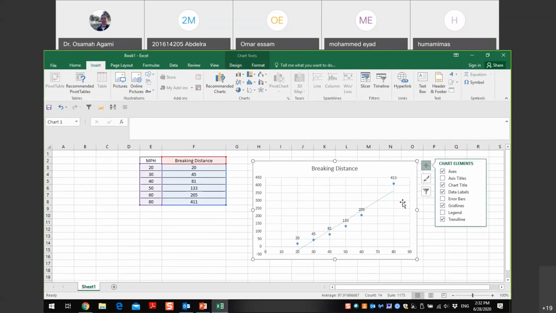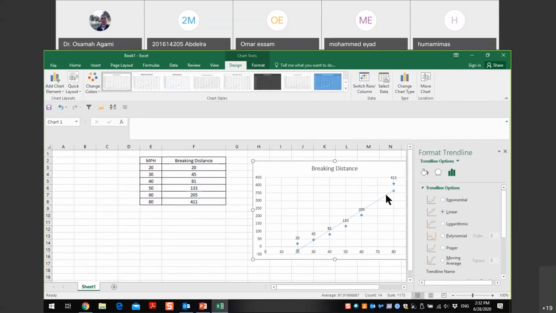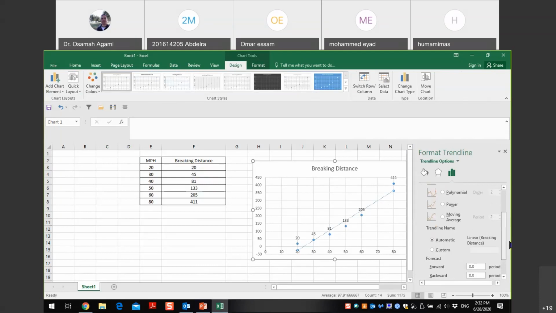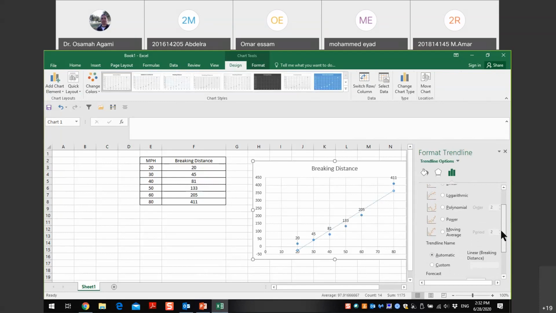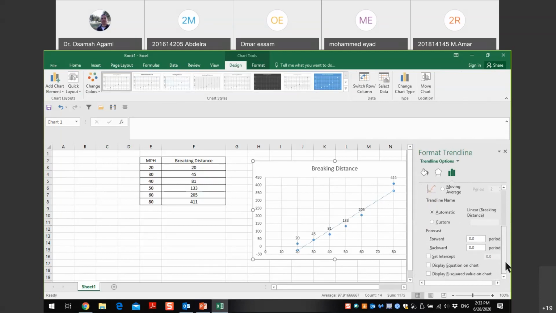Where is the equation? How can I find the equation? Double click on the line. I go for the linear. Yes, this is linear. I would like to tick the equation. Where is it? Display equation on chart, at the second one. The second tick, this one. Yes, excellent. So now I have the best line.